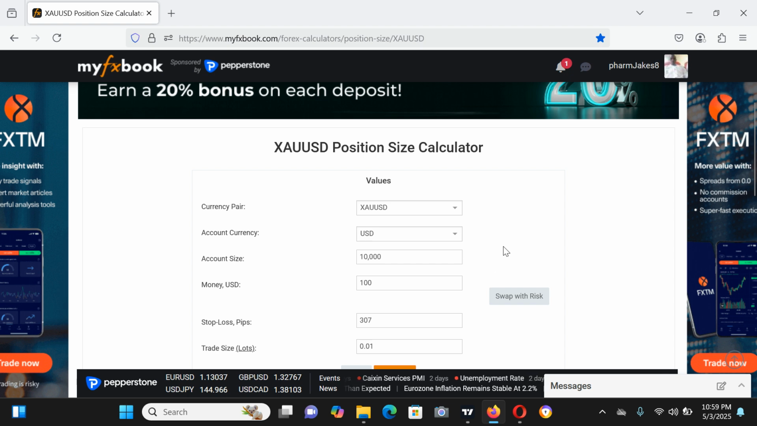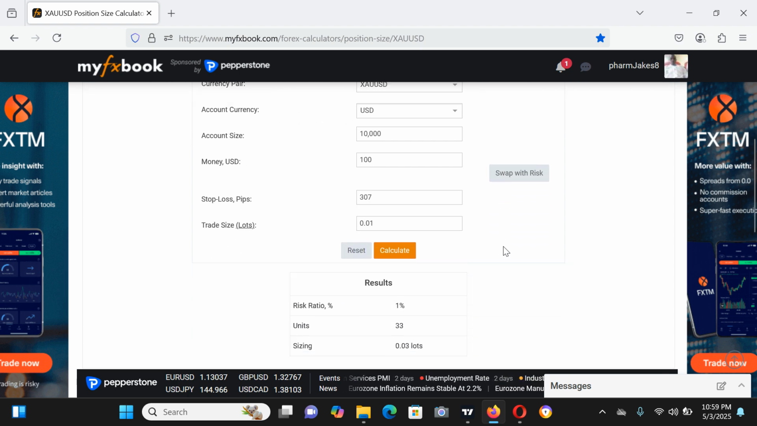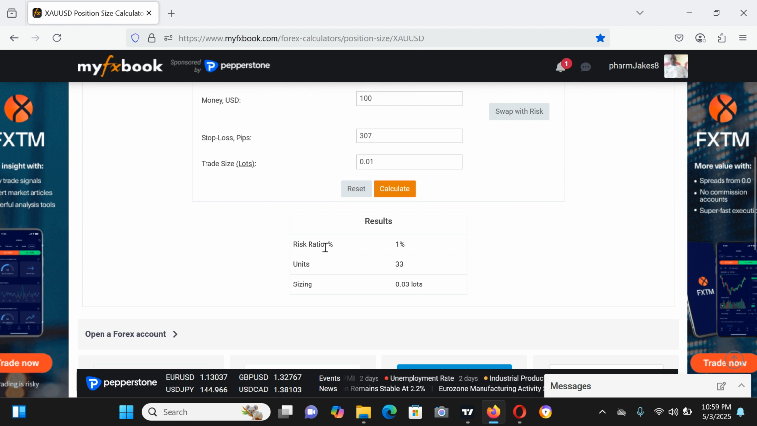You place your calculation. Then you check your result. That means we are risking 1% of our account. And then our lot size, we are going to use 0.03 lot size. That's what we are using as our lot size.